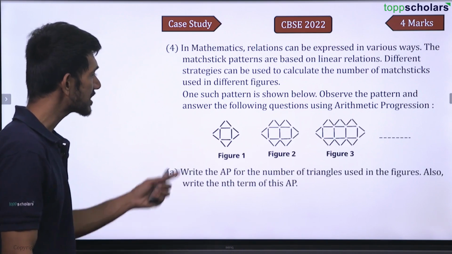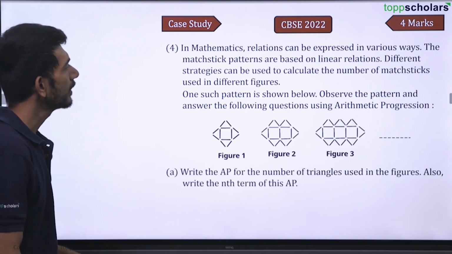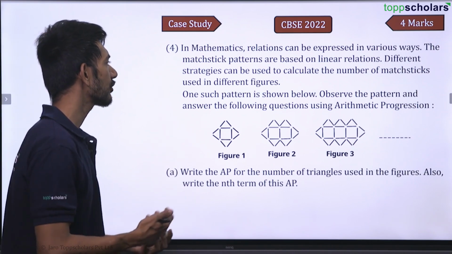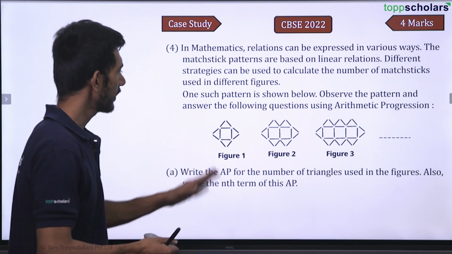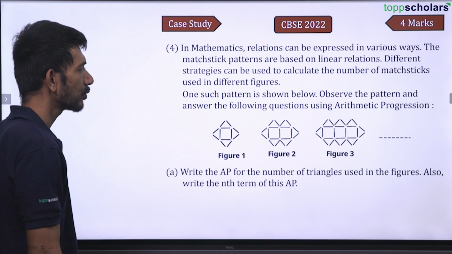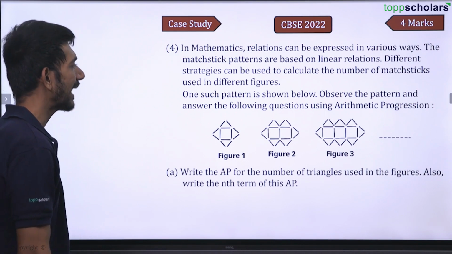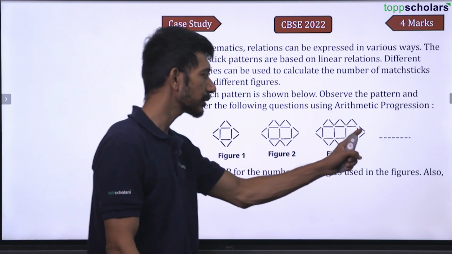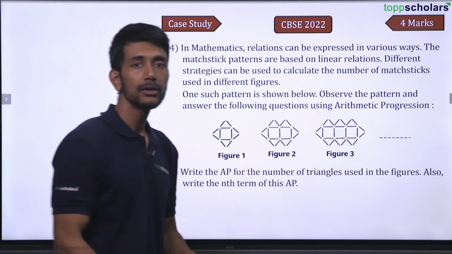Like you can see the matchstick pattern is given here. These are based on linear relations. Different strategies can be used to calculate the number of matchsticks used in the different figures. One such pattern is shown below. Observe the pattern and answer the following question using arithmetic progression. So we are going to use arithmetic progression in this pattern to answer the question.